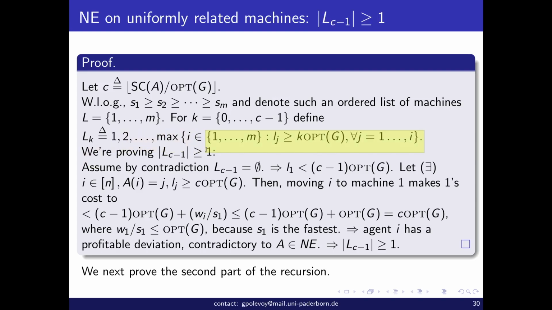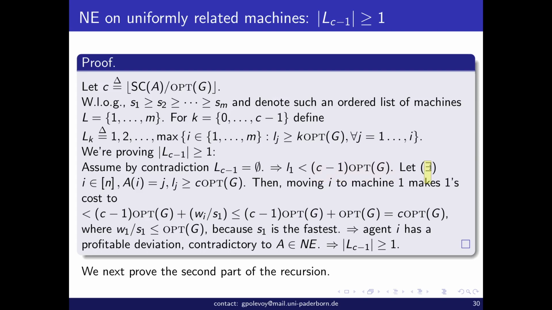That's simple. Assume by contradiction that it's not. So then it's empty. What does it mean? It means that already L1 does not satisfy the condition. So it's already not greater or equal c minus 1 times optimum. So L1, the load of machine 1, is already strictly smaller than c minus 1 times optimum. Then, let's take a player which goes to machine j, which has a load of at least c times optimum.